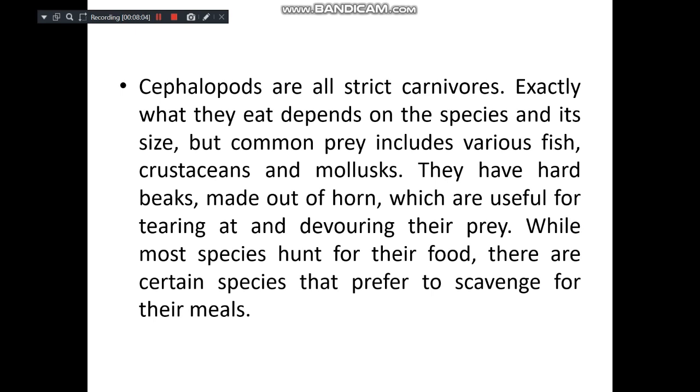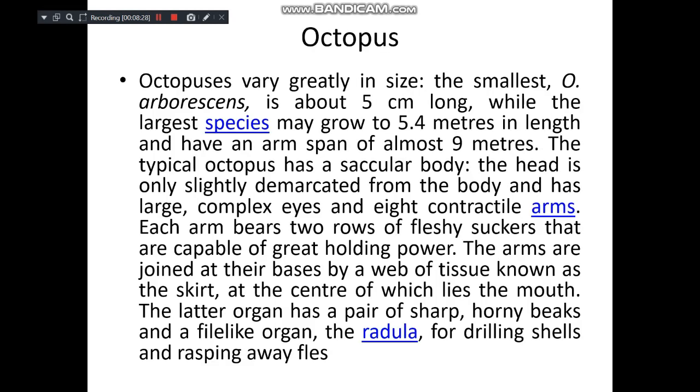Most of the species of the cephalopods go hunting in search of food. But there are a few species which are scavengers, which feed on dead and decaying matter. A good example of the cephalopoda is the octopus, because all of us are fascinated by the octopus, and there are also a lot of myths about the octopus.